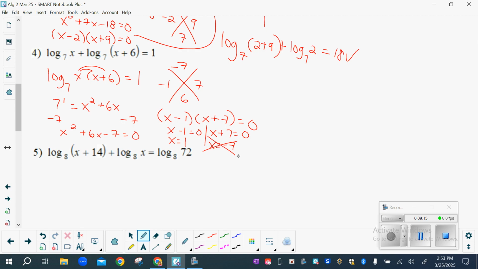Log base 7 of 1 plus log base 7 of 7. Let me write that out. So we would get 1 times 7, or log base 7 of 7 is 1. 7 to the 1 is 7, and that checks. So x equals 1 works. Okay, go ahead and do number 5 as your try.